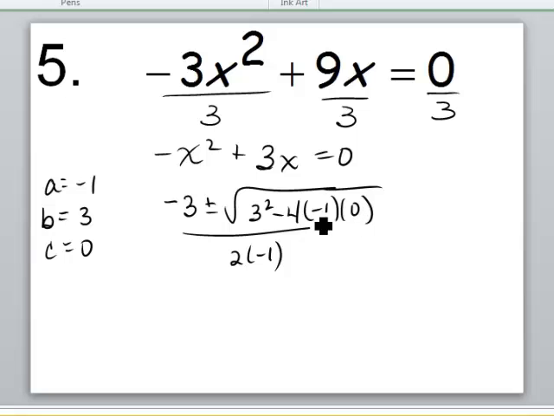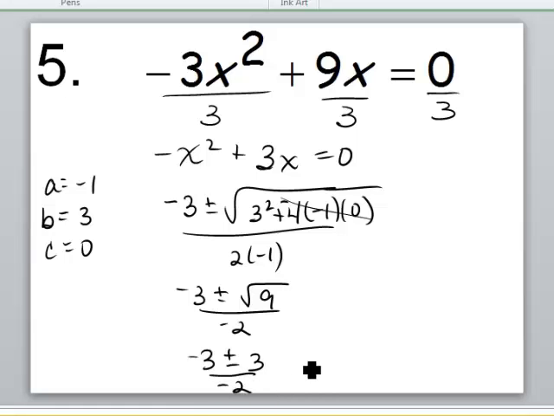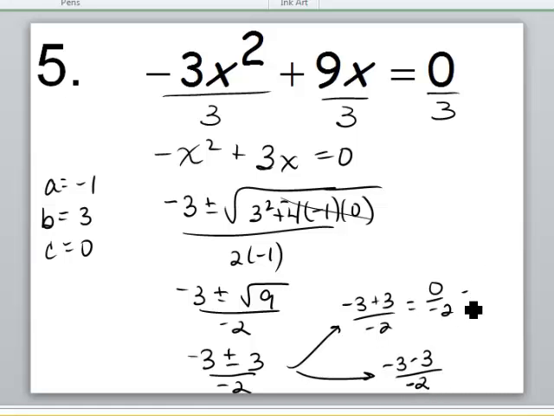Because I'm multiplying by a 0 here, what I really end up getting is a 0 term, so those fall out. So I get negative 3 plus or minus the square root of 9 all over negative 2. Then the square root of 9 is 3, all over negative 2. Okay, this gives me negative 3 plus 3 all over negative 2. And this gives me negative 3 minus 3 all over negative 2. So this is 0 over negative 2, which is 0. And this last one is negative 6 over negative 2, which is a positive 3. So my two answers are 0 and 3.